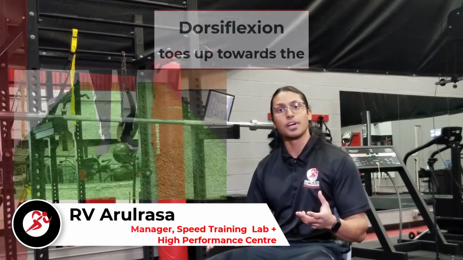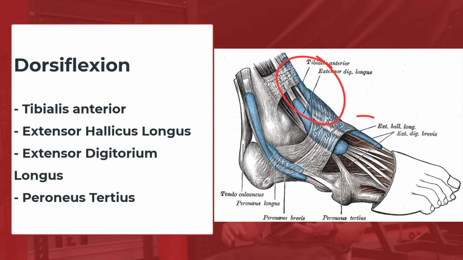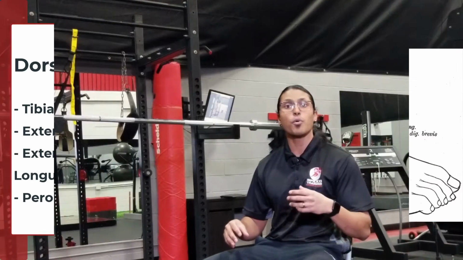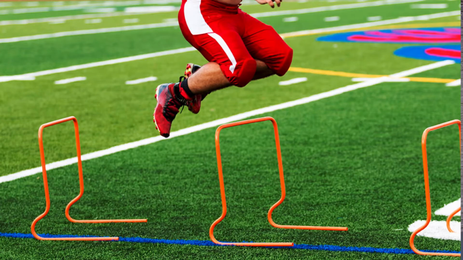The first foot and ankle movement we'll be looking at is dorsiflexion. This movement occurs when we try to point our toes up towards our shins, and it involves the tibialis anterior, extensor hallucis longus, extensor digitorum longus, and the Peroneus tertius muscles. Dorsiflexion is a very important movement when performing key sport movements, including squats, jumping, and changing direction.